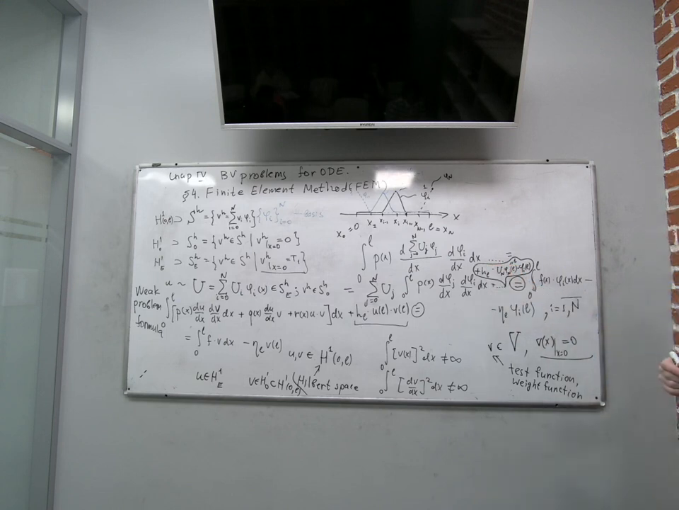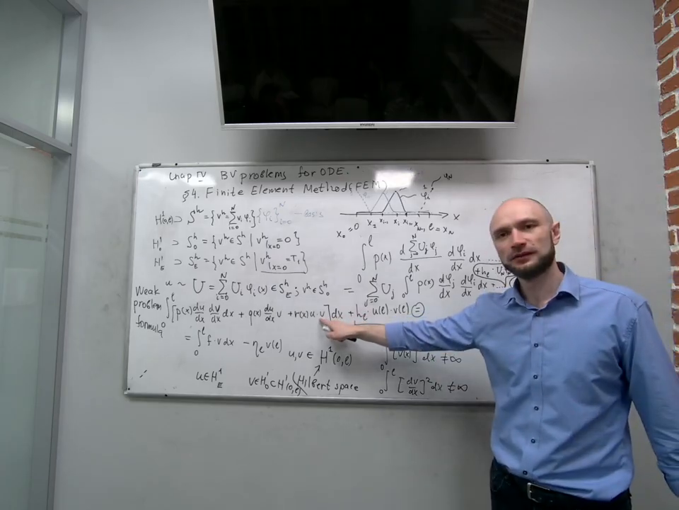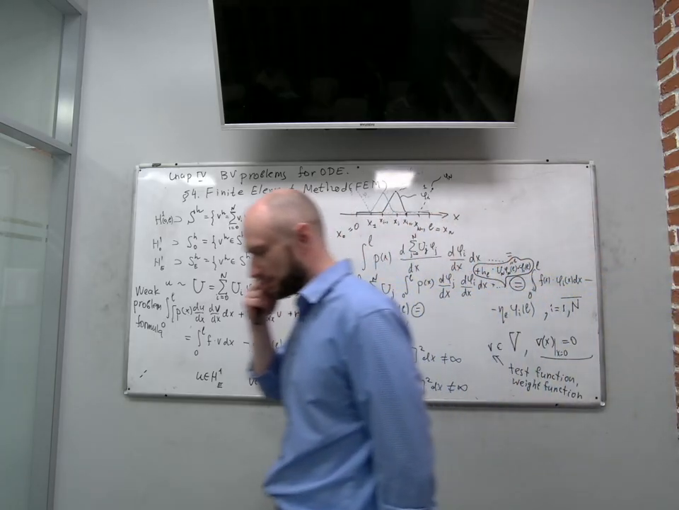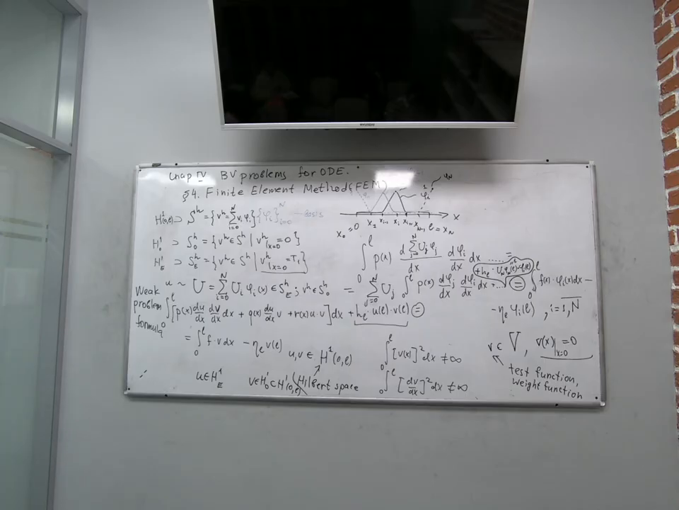But why don't we have vi? It's not vi modified. Why is the v not like the u, which has the ui modified phi i? I'm sorry, I don't understand the question. Could you please write it down on the board?